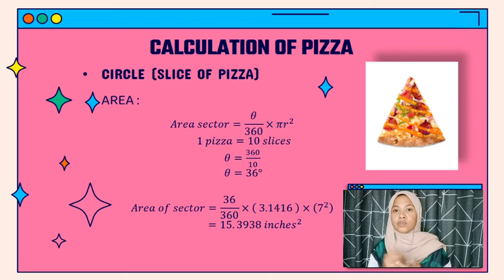Next, we move to the area of a sliced pizza. To find the area, we use the formula for the area of a sector, which is theta over 360 times pi r squared. To find theta, first we divide 360 degrees by the number of slices. So in this case, theta is 36 degrees, divided by 360, times 3.1416, times 7 squared. So the area of a slice of pizza is 15.3938 inches squared.